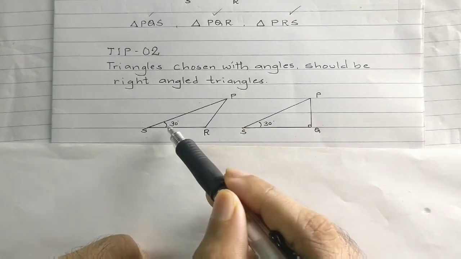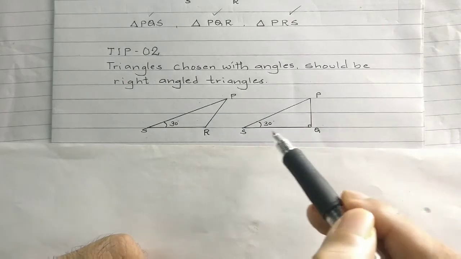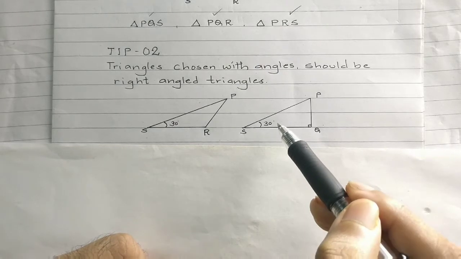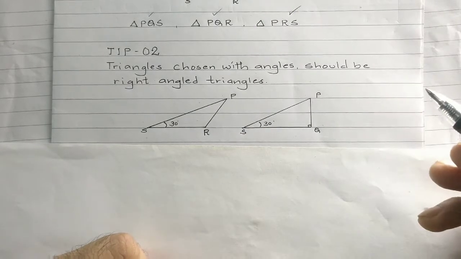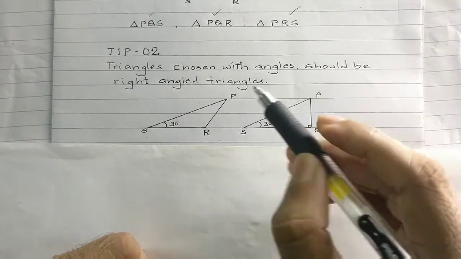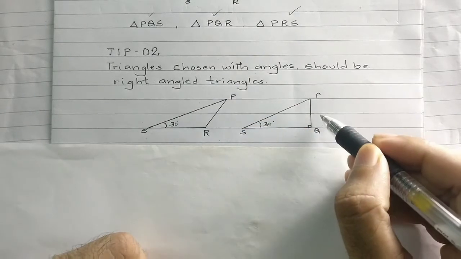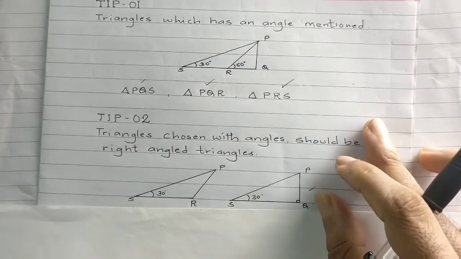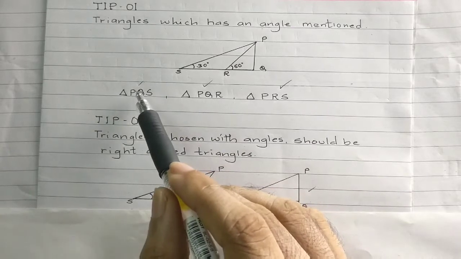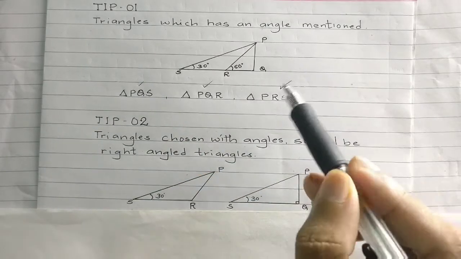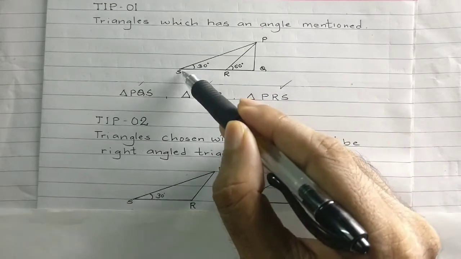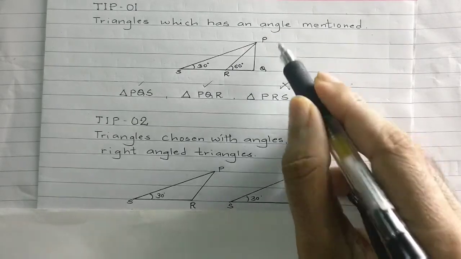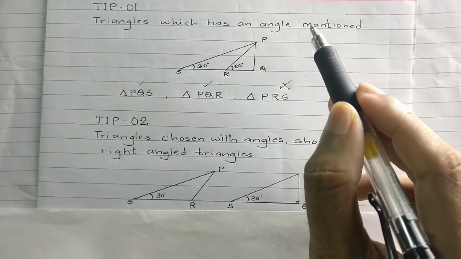Triangle PRS has an angle 30 and triangle PQS also has an angle 30. Now over here you have to choose that triangle which has a right angle in it. So in this case it would be PQS. So coming back to this part over here, I had a doubt whether I should choose this one or this one, right? So I can't choose PRS is because there is no right angle triangle in it. Okay, that triangle which you're choosing has to be a right angle triangle.